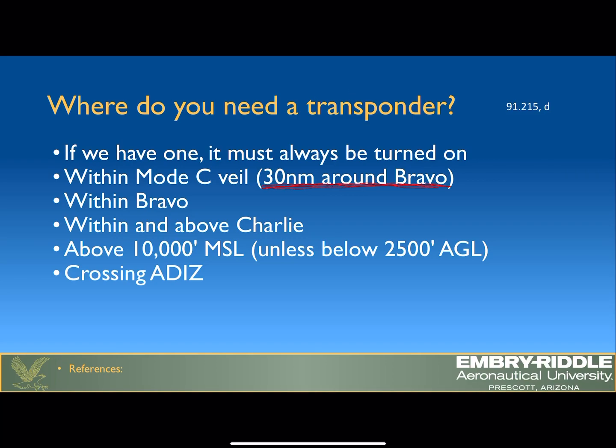And then obviously within Bravo. So 30 nautical miles around Bravo, you need it. If you're actually within Bravo, you need it. If you're within and above Charlie, you need to have a transponder. If you're above 10,000 feet, you need to have a transponder, unless it's below 2,500 feet AGL, or if you're crossing an international border, then you need a transponder. So those are the times and places a transponder is required.